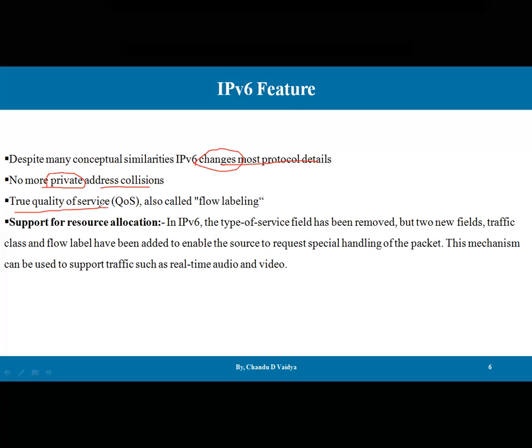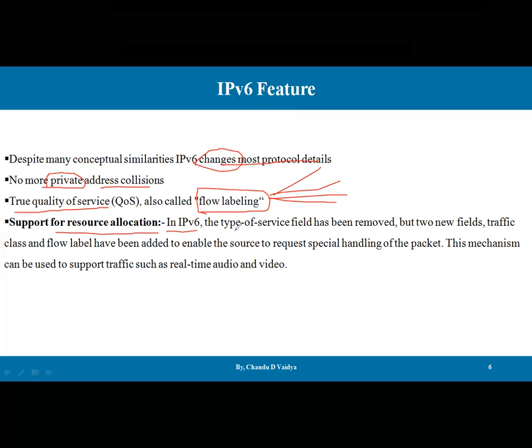True quality of service, which is also called flow labeling. Here the flow label is a separate field available. With the help of that, quality of service is going to be provided, like reliability, jitter, delay, and bandwidth. These things are going to be maintained, and there are plenty of techniques available for that. Support for resource allocation: this is the best feature I can say.